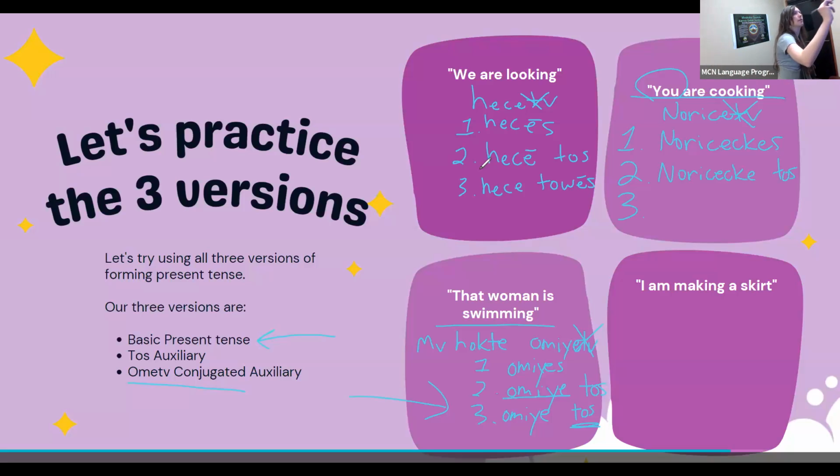For the third one, we drop our ida. We need a place marker, something. So we add that E. And now we conjugate for you are for omida. So what's the you are form for omida?